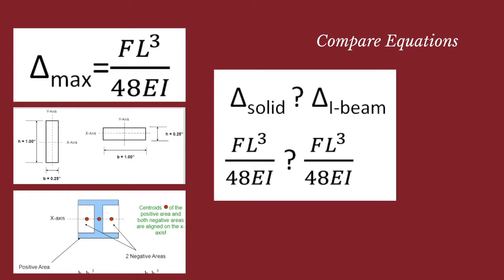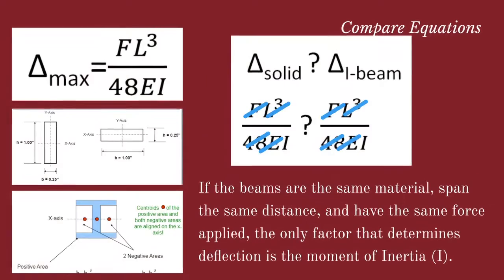So if it's made out of the same material, it has the same modulus of elasticity. If it's applied the same force, then it has the same force F. And if it's the same length between the spans, then it has the same L factor. So if we look at that and we don't worry about any of those things, we can see that the only thing that matters is the moment of inertia, which is based on the size and the shape of the beam. So if the beams are of the same material, span the same distance, and have the same force applied, the only factor that determines deflection is the moment of inertia.